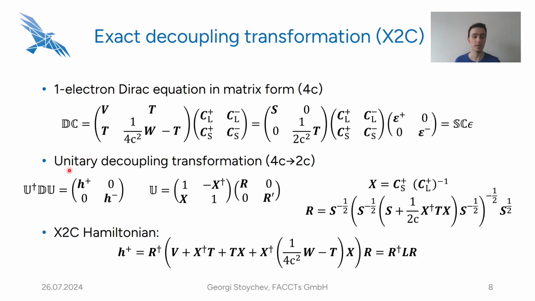Then we perform the unitary decoupling transformation that brings us down to a 2x2 block diagonal form, where the unitary transformation matrix is expressed like this, where X is a decoupling transformation matrix and R is the renormalization matrix. And finally, the X2C Hamiltonian takes this form, where we use L for the part in brackets.